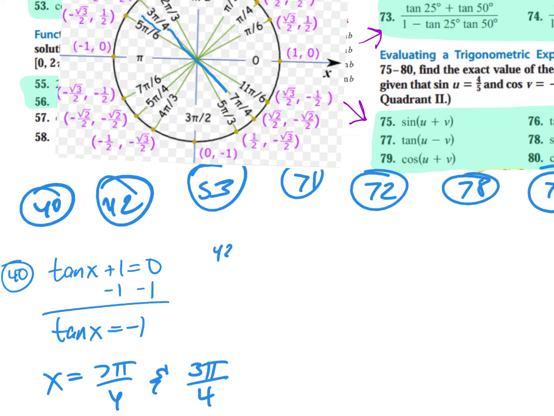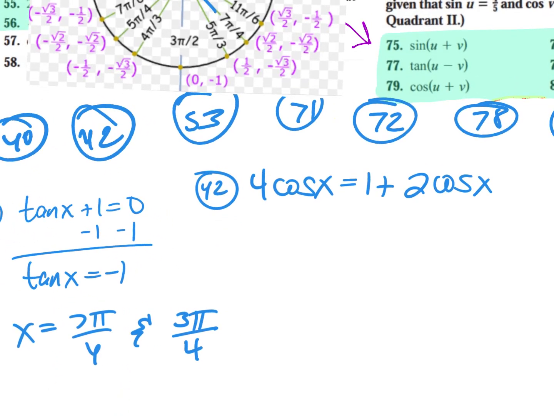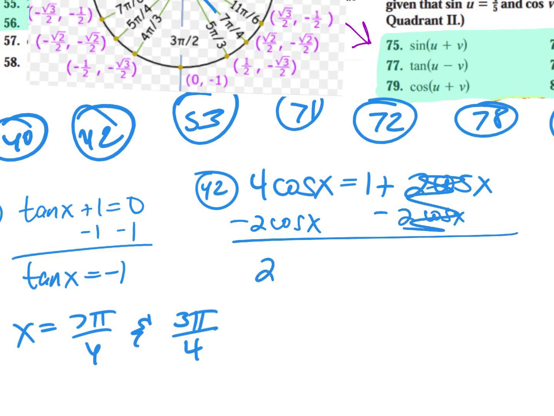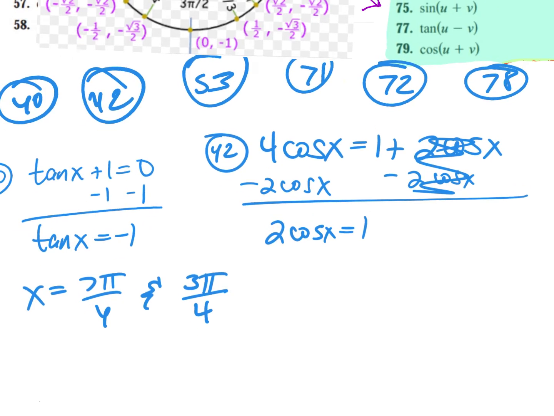Let's look at 42. All right, 42. It says 4 cosine x equals 1 plus 2 cosine x, correct? Okay. We want our trig functions to be all on the same side, right? So are you guys okay with me subtracting 2 cosine x's from both sides? Okay. So 4 minus 2 gives me 2 cosine x equals 1. So now what? Divide both sides by 2. So I'm looking on the unit circle where the cosine values are positive 1/2. What does cosine mean?